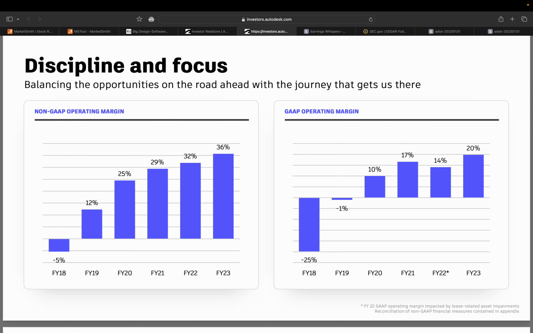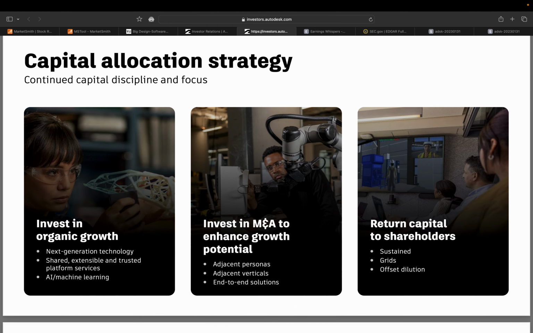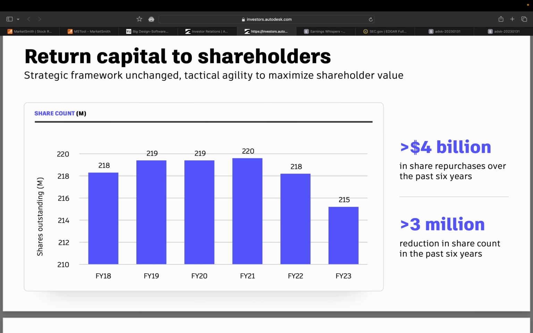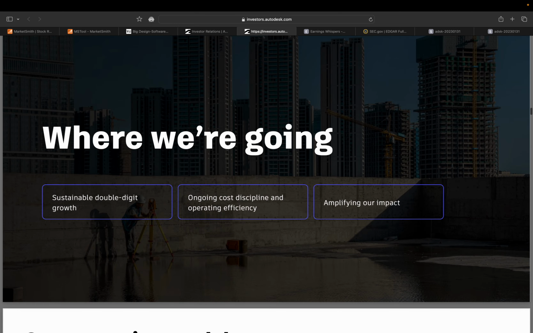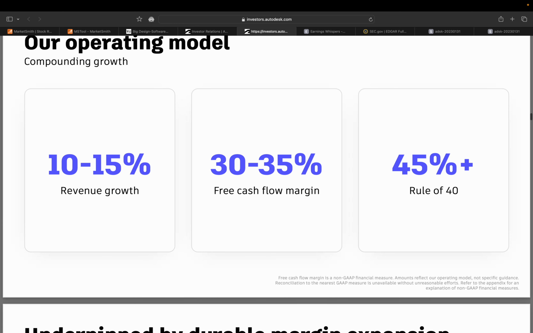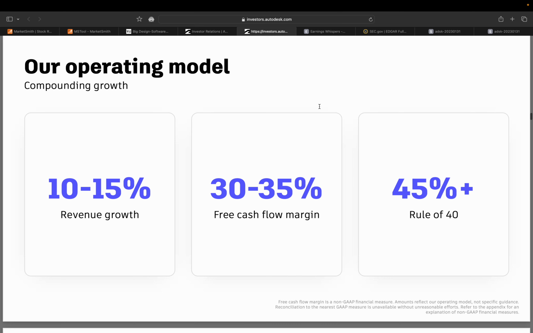Non-GAAP operating margin, GAAP operating margin. I don't understand if it is good or not, but looking good, it's going up to the right-hand side. Capital allocation strategy. Skip. What is this? Return capital to shareholders. It's pulling back a little bit. I mean, see? I'm not sure if this is good or not. Okay, let's go. Our company, blah, blah, blah. Where we're going. So, see, I'm just skipping. See, this kind of thing.